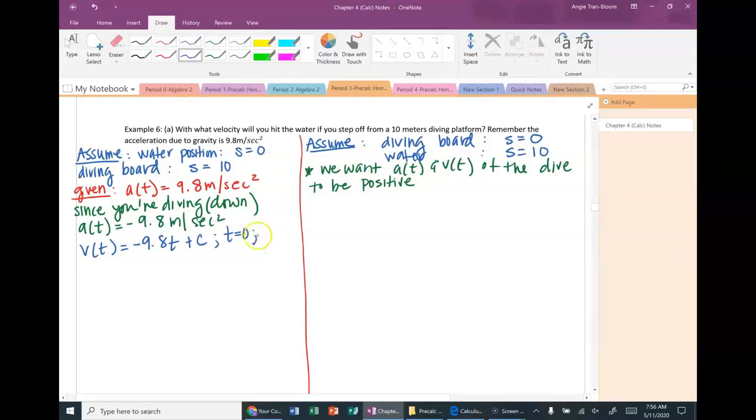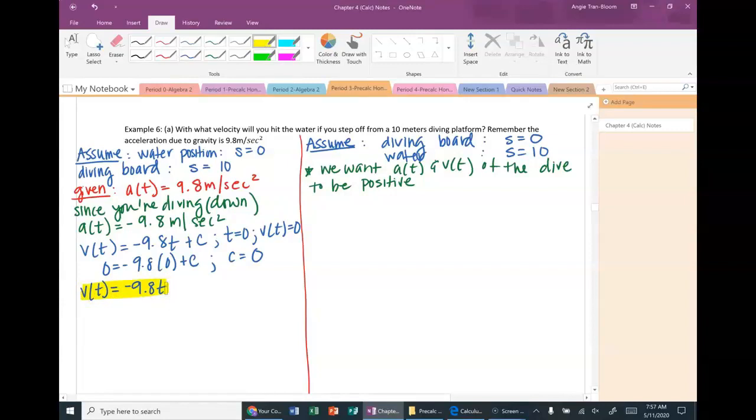That means velocity must also be 0 at t equals 0, because at the beginning of time you haven't done anything yet, you haven't gone anywhere, so your velocity has to be 0. Using that point, that will help us solve for c. So velocity 0 equals negative 9.8 times 0 plus c. Well, this means c comes out to be 0, which is awesome because it makes it easy for us. So our first equation is velocity equals negative 9.8 t. We'll highlight that for that piece.